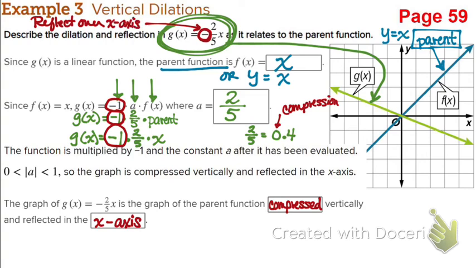So far, so good? Reflects over the x-axis. Anytime you see a negative right here. Reflections over the y-axis would be if this x was negative. If I replaced that with a negative, that would reflect it over y. If you see the negative out in front of these pieces, it's going to reflect it over x.